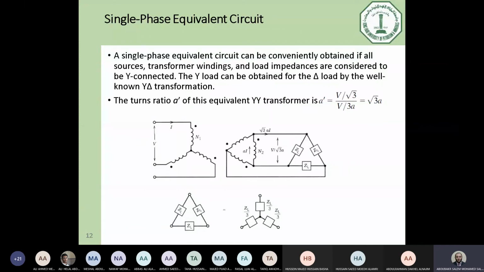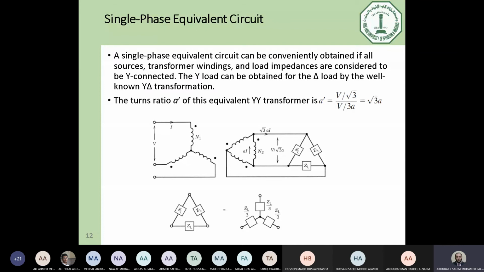Single phase equivalent circuits. In order to solve problems, we need to simplify the transformer. We are not going to solve the three phase circuit directly. We discussed the equivalent circuit of the single phase transformer, and we could see that the exact equivalent circuit is a bit complex to be analyzed with circuit analysis. For that, we made some approximation.